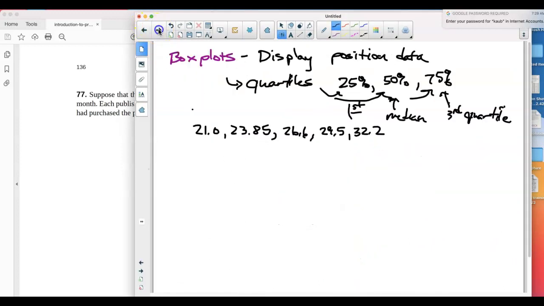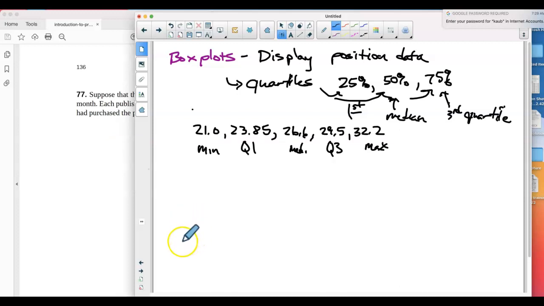Okay, so now we have those numbers. This is the minimum. This is quartile 1. This is the median, or quartile 2. This is quartile 3. This is the maximum, or the fourth quartile. Okay, so we have those numbers. Now what we want to do is graph this and display the position.